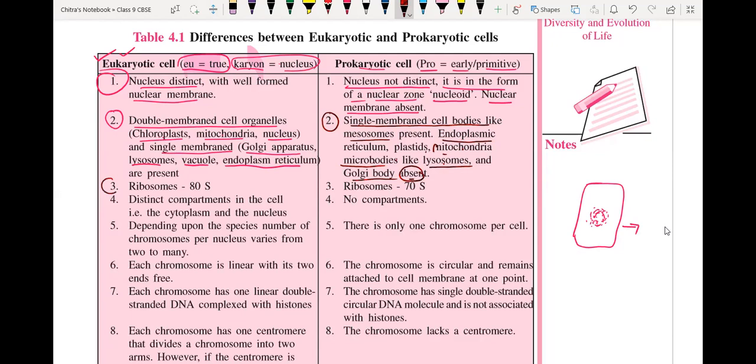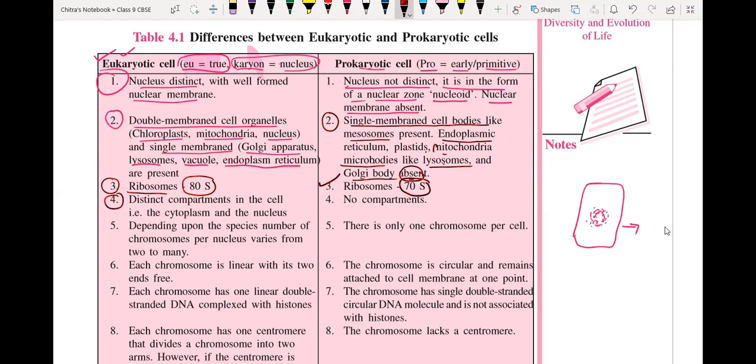Next, third, very important: ribosomes. In eukaryotic cells, the 80S type of ribosome is present. It depends on the size and its function, and it helps in the formation of protein by using transfer RNA and mRNA, messenger RNA. But in prokaryotic cells, the 70S type of ribosome is present.